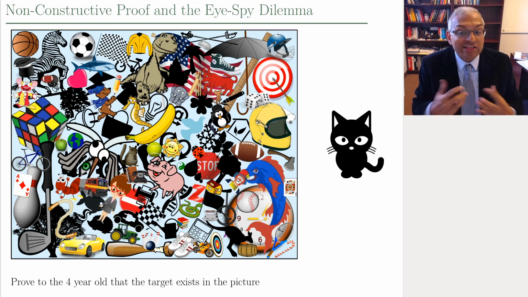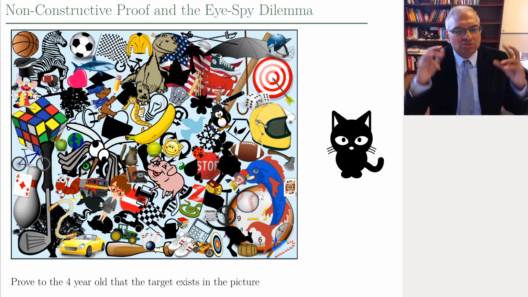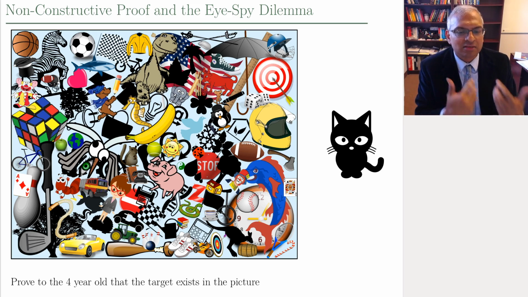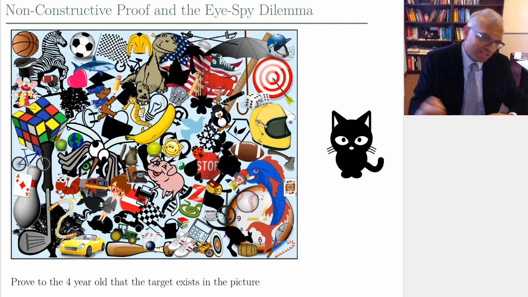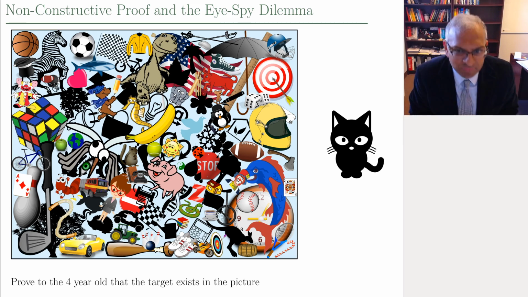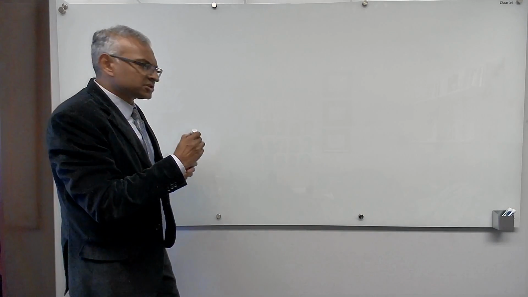So that's not good. These are examples of, in some sense, non-constructive proof. Proving to someone that something is true without giving them the ability to find it or replicate it. Okay, so let's talk about pigeonhole. All right, the pigeonhole principle.